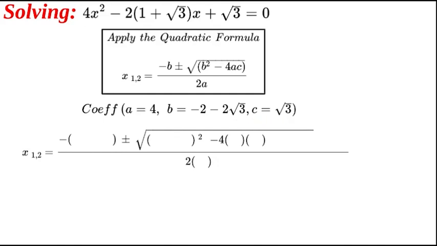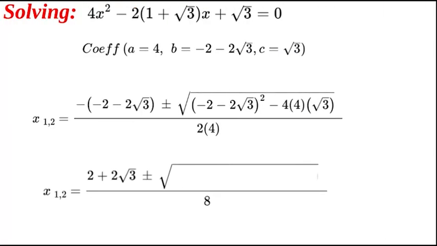Okay, so let's substitute them in for the minus b, minus 2 square root 3, and for the minus b again, minus 2 square root 3. We're going to square that out, and the AC is 4 by square root 3. And down below in the denominator, we have 2 by 4.